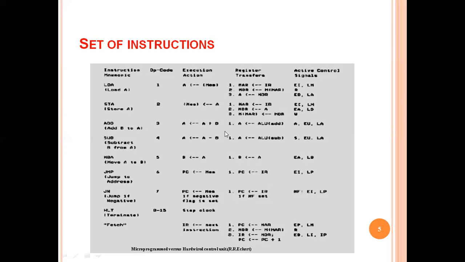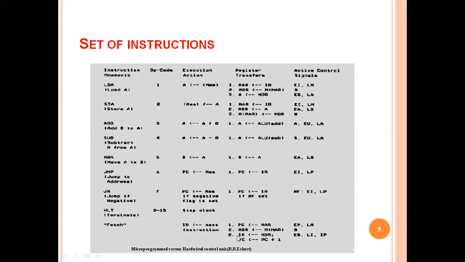Always remember, when we want to execute one instruction, there are two types of cycle. One is the fetch cycle and another is the execute cycle. The fetch cycle is common for all of these. What is the register transfer operation? MAR to PC, MDR from memory at MAR, then MDR, the memory data register, to IR, and next PC equals PC plus 1. So these are the set of operations it will generate.